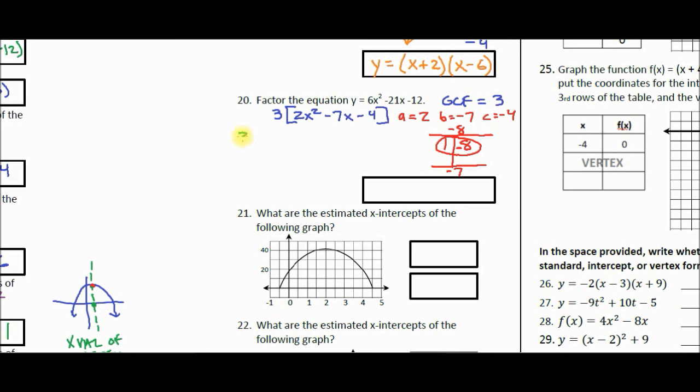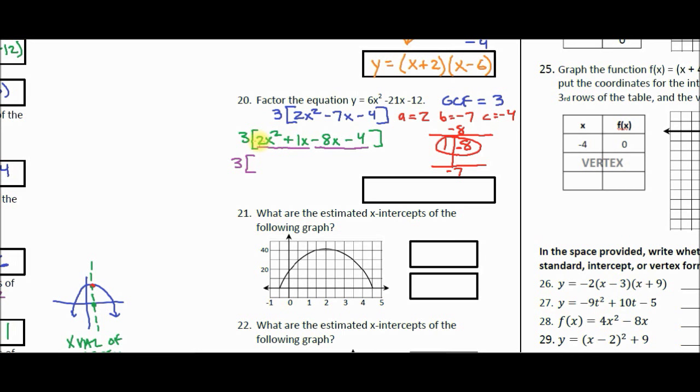We're going to have to split our B term. That means we're going to have 2x squared. We repeat the first term. -7x is now going to become positive 1x, -8x, and then we repeat our third term, or our C term, -4. In this next step, class, we will look at the first two terms and pull out the greatest common factor. Look at the second two terms and pull out the greatest common factor.